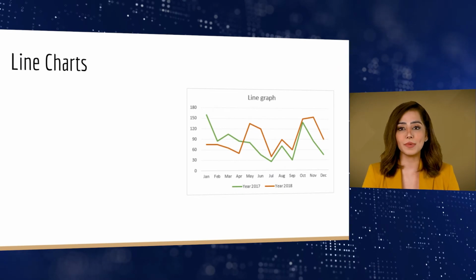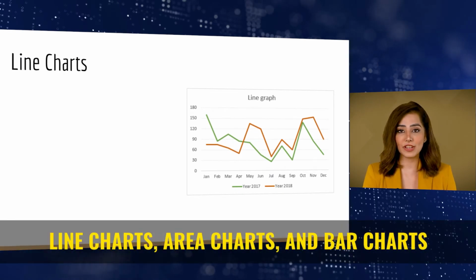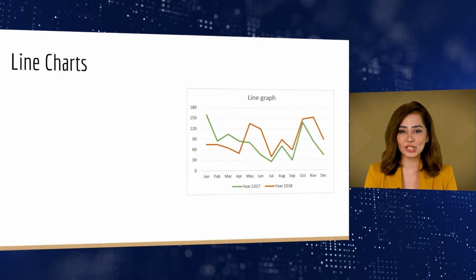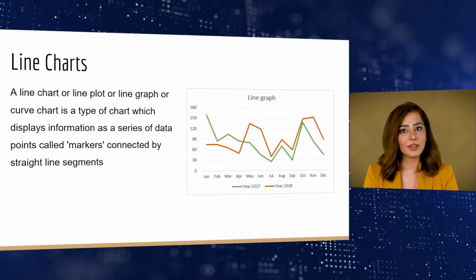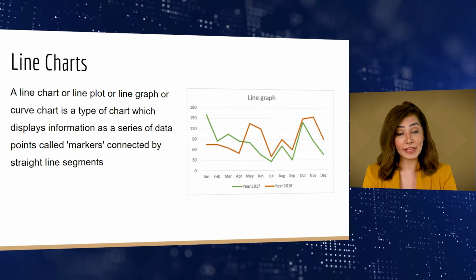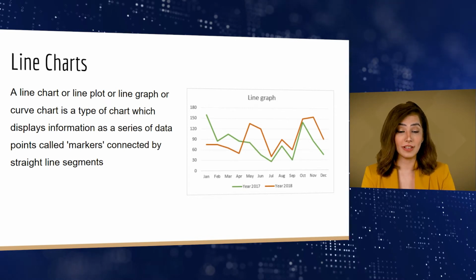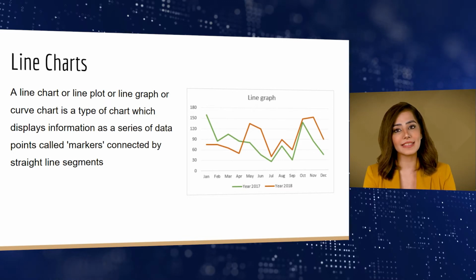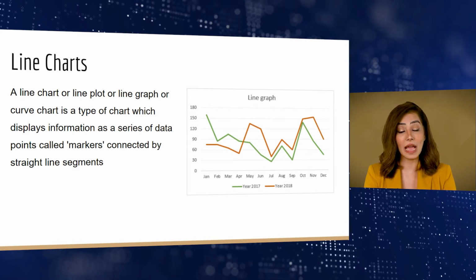Now we'll talk about line charts, area charts, and bar charts. So let's know a little about these charts. A line chart or line plot or line graph or curve chart is a type of chart which displays information as a series of data points called markers connected by straight line segments.